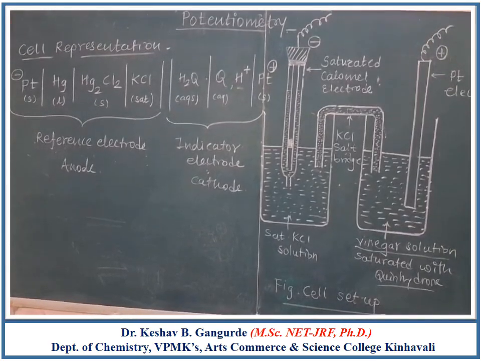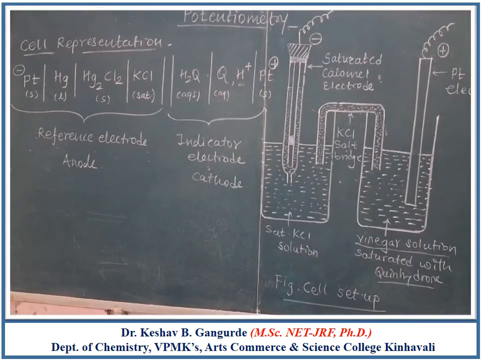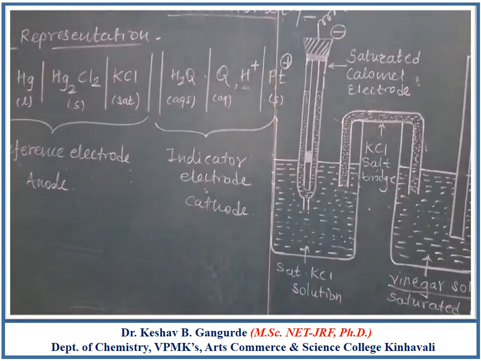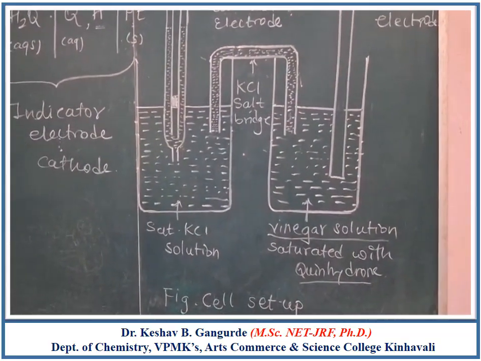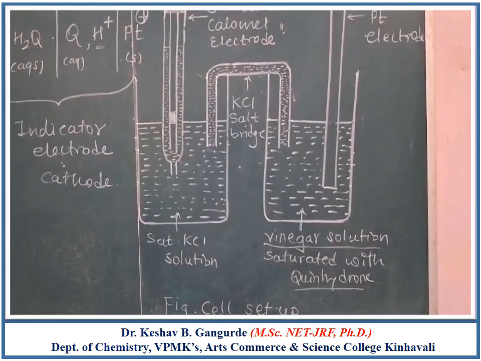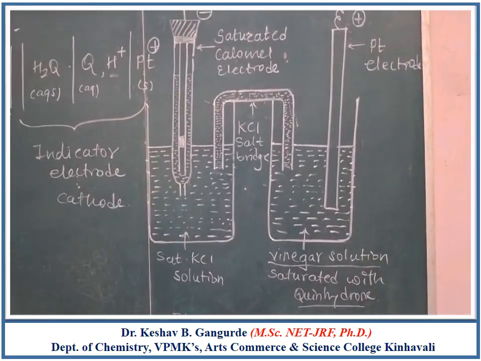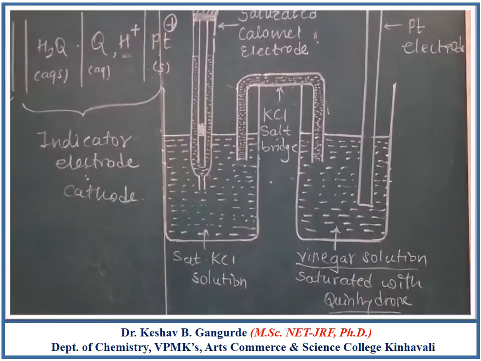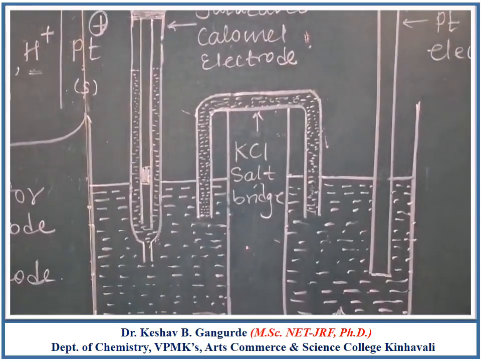For part 2, do the cell setup as shown in the figure and write the cell representation in your notebook. In one beaker, take saturated KCl solution and dip the saturated calomel electrode in it. In another beaker, take 25 cm cube of diluted vinegar sample solution, add a pinch of quinhydrone powder and dip the platinum electrode in it. Connect both the half cells by using KCl salt bridge.